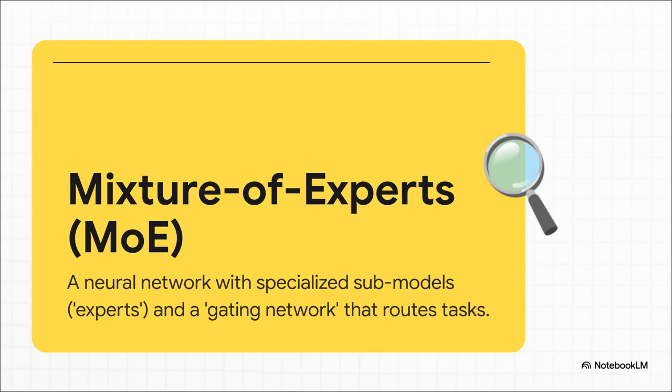So here's the official definition. An MoE model basically has two main parts. You've got a bunch of smaller expert models. Each one is great at something specific. And then you have this gating network, which is like a super smart dispatcher, figuring out exactly which expert, or maybe a couple of experts, needs to handle the task at hand.